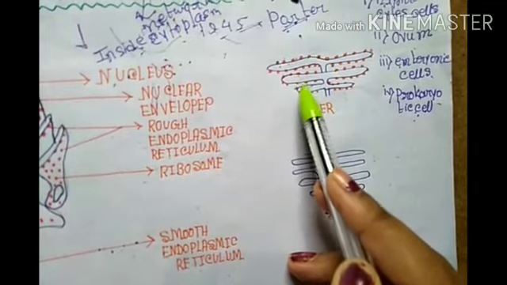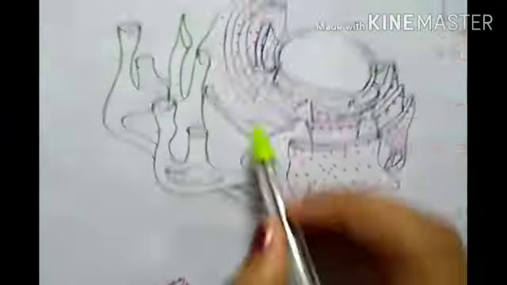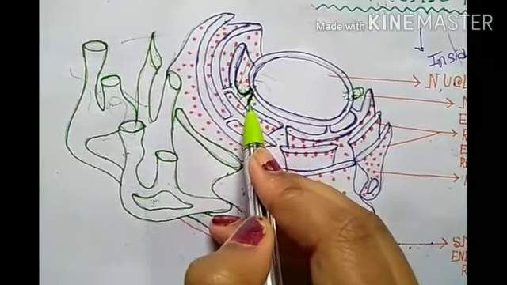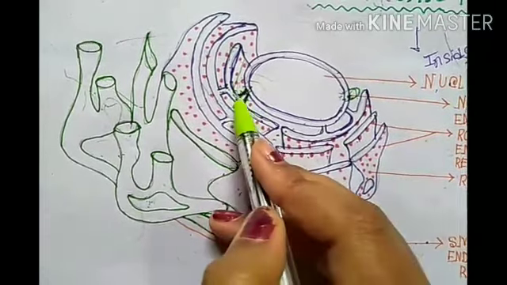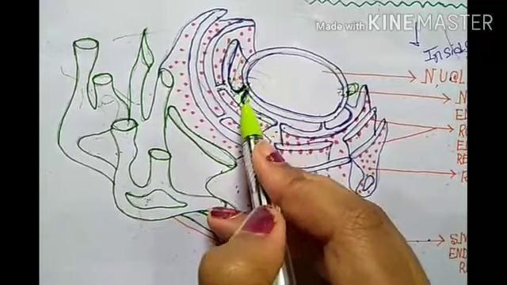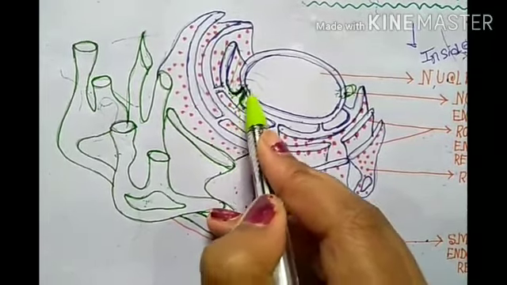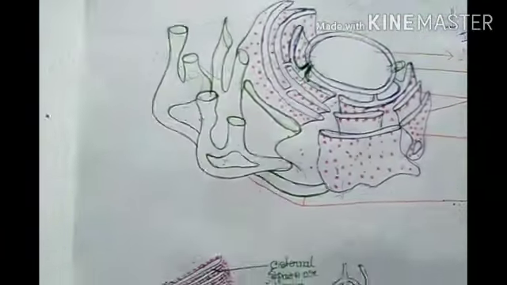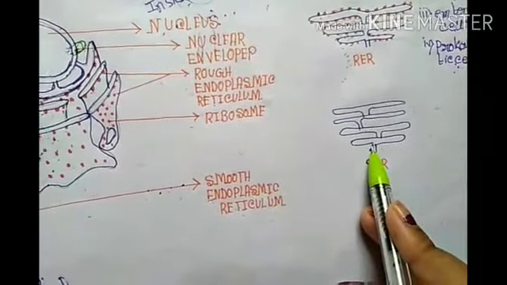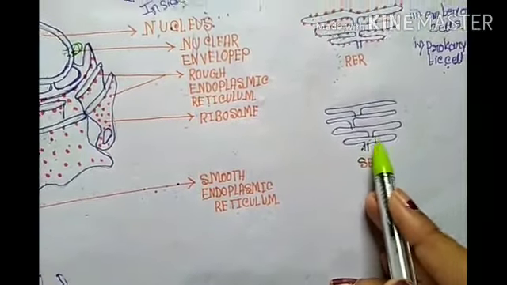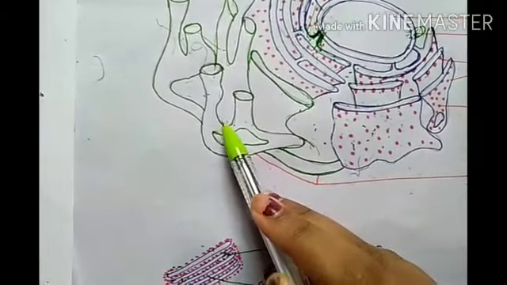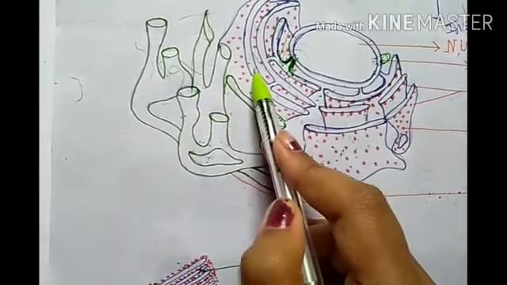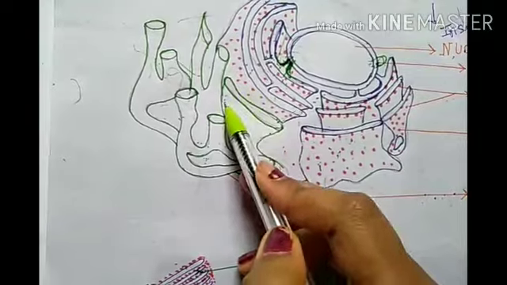RER mainly consists of cisternae. RER is located near and continuous with the outer layer of the nuclear envelope. Here this picture shows that RER is located near and continuous with the nuclear envelope. This is SER. Here no ribosomes are present, but SER is continuous with RER. Here this is RER and this is SER, continuous with RER.